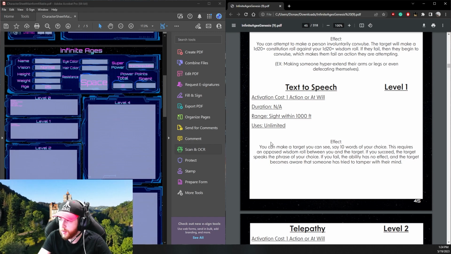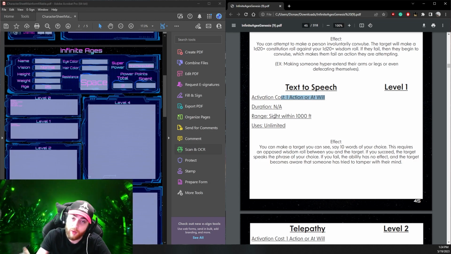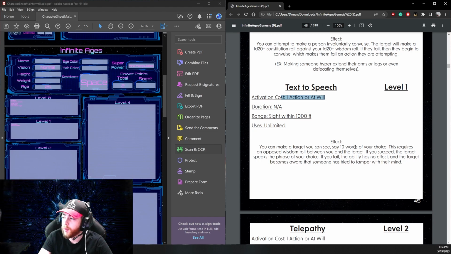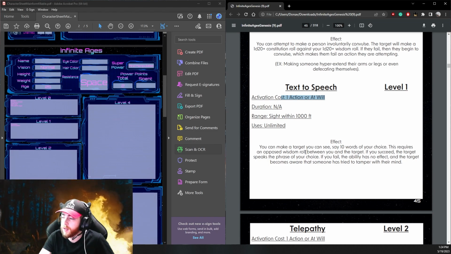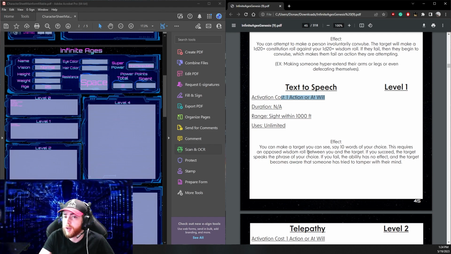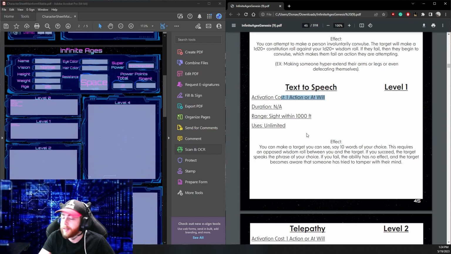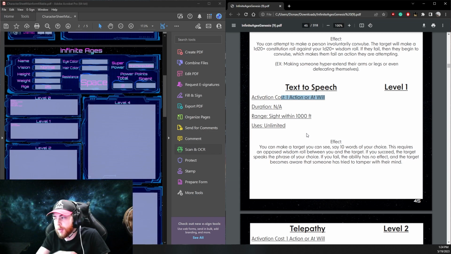Text to Speech. This is within sight, within 1,000 feet. Unlimited uses. You can cast it at will if you're out of combat, or with one action if you're in combat. You can make a target you can see say 10 words of your choice. This requires an opposed wisdom roll between you and the target. If you succeed, the target speaks the phrase of your choice. If you fail, the ability has no effect, and the target becomes aware that someone has tried to tamper with their mind. It's a very high-risk, high-reward type of ability.